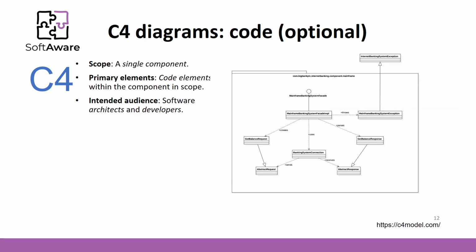Finally, if it is needed, the code diagrams can be used. In this part, C4 uses UML class diagrams. Primary elements here are code elements, classes, interfaces, objects, functions, database tables, and so on, within the components in scope.